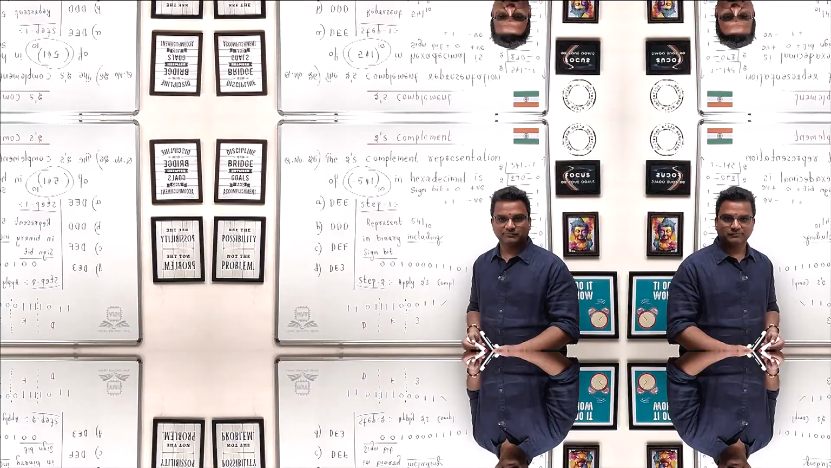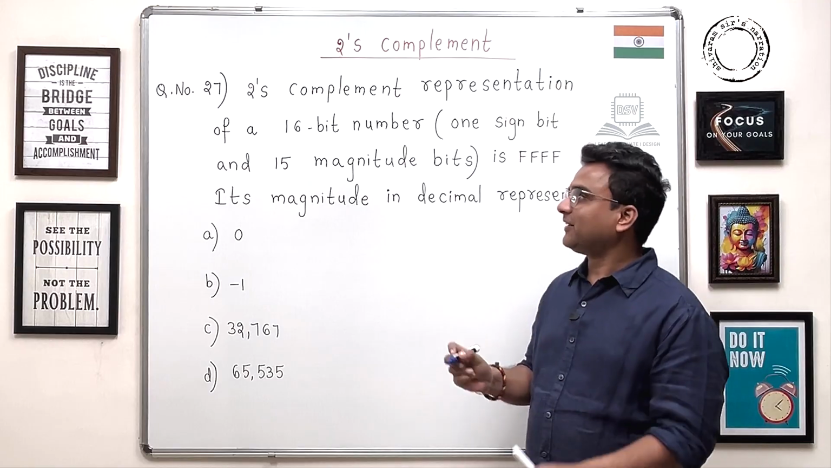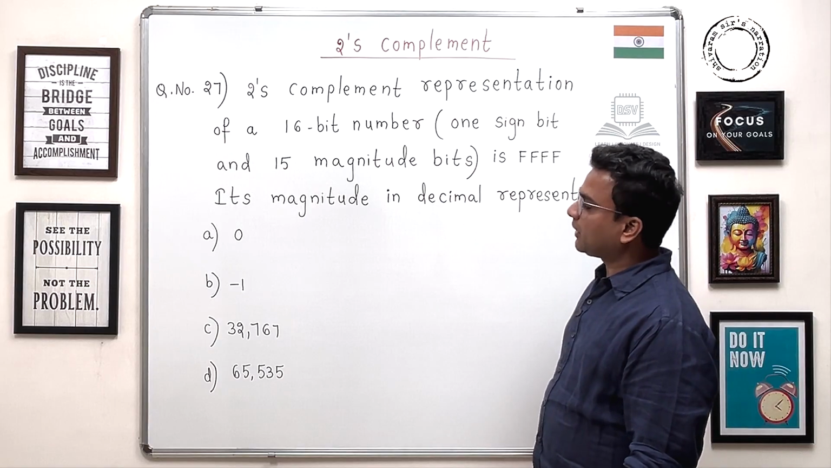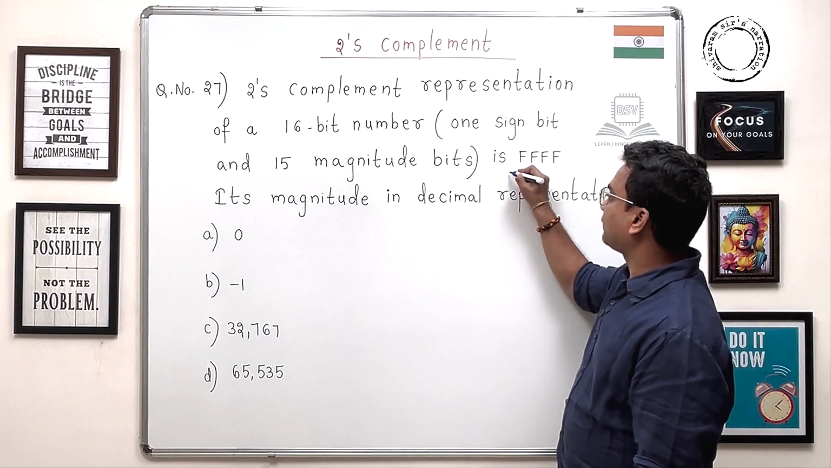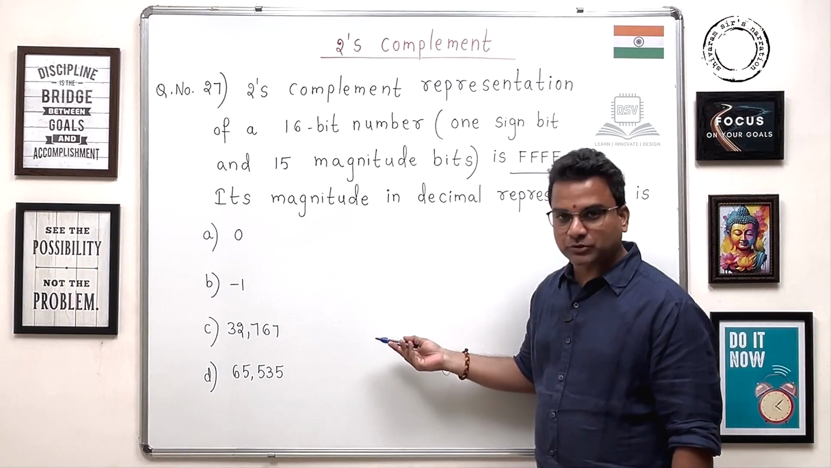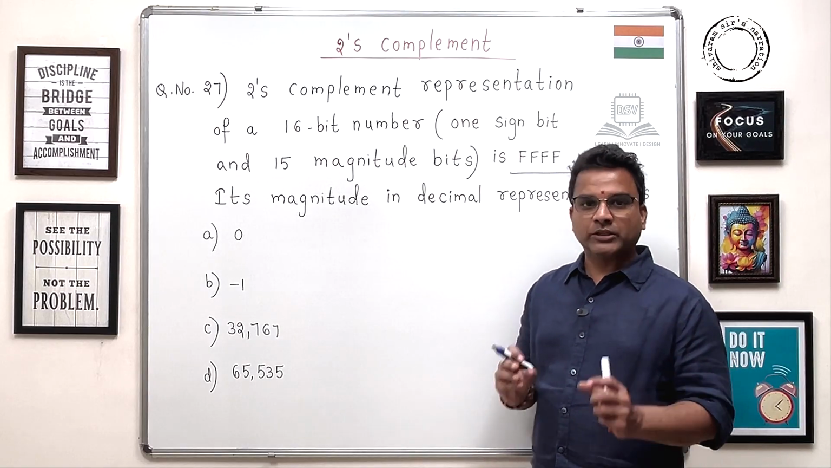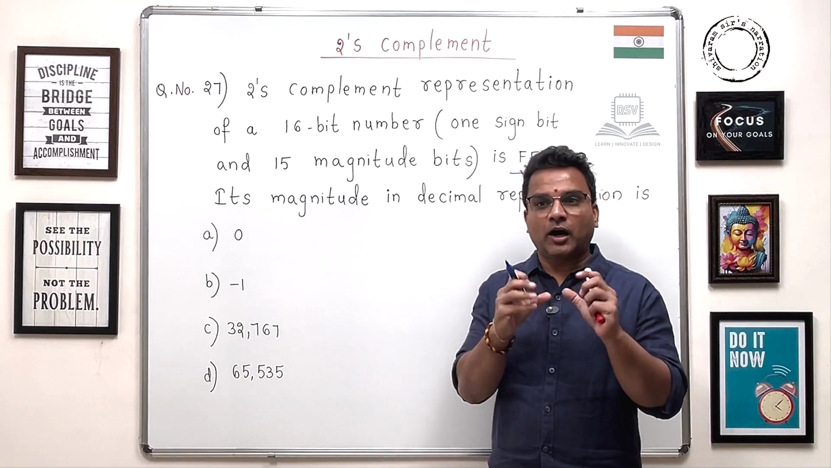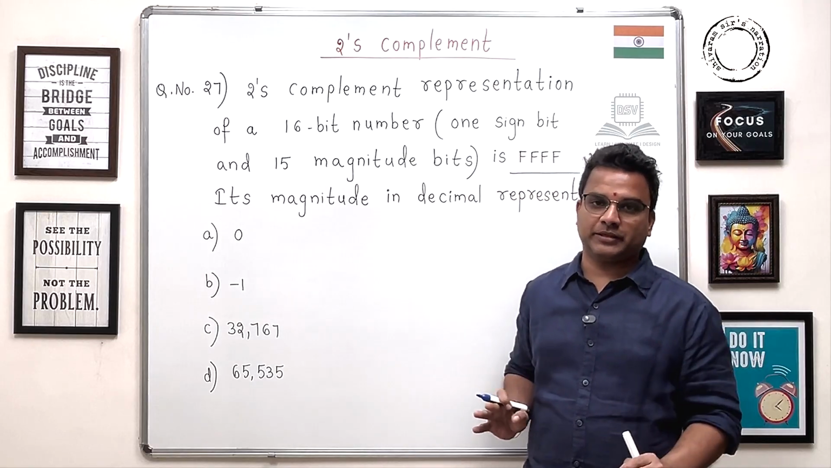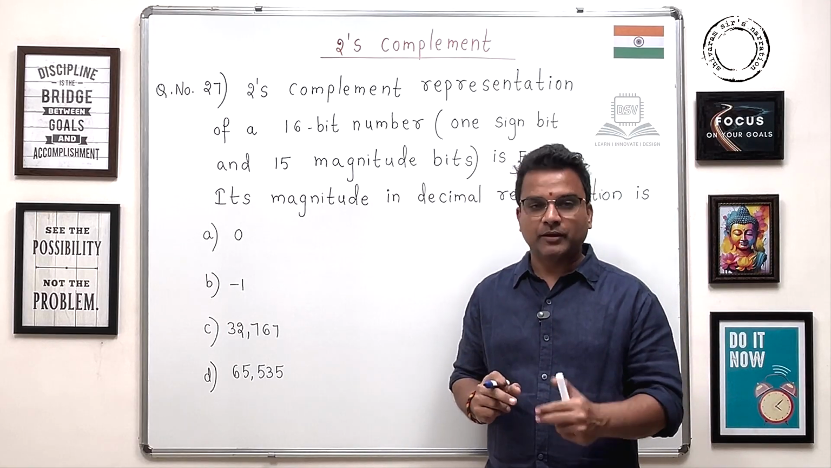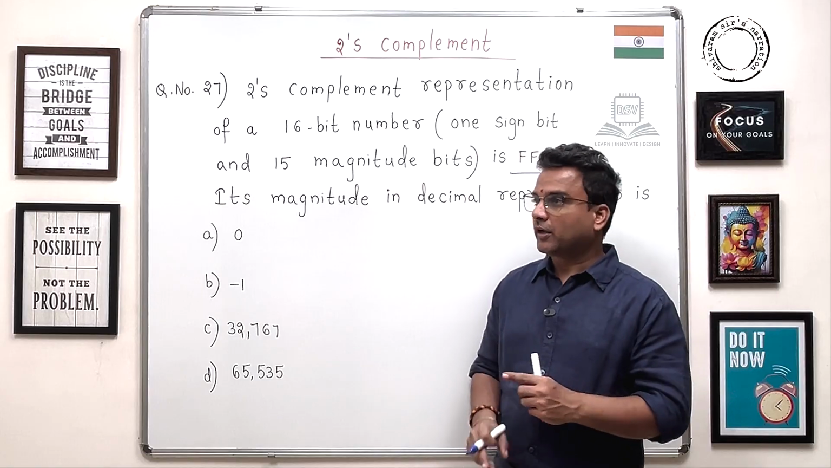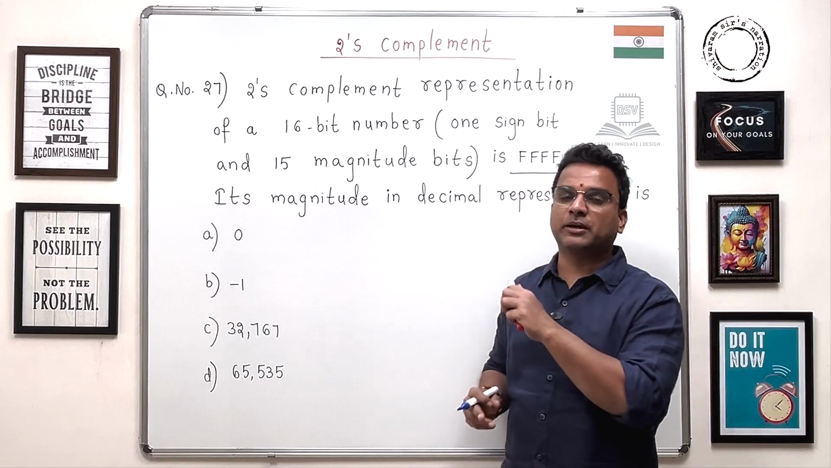Okay. Let's see another question. Question 27: the 2's complement representation of a 16-bit number, 1 sign bit and 15 magnitude bits, is FFFF. Its magnitude in decimal representation is: 0, minus 1, 32767, or 65535. This question tells about how to convert a 2's complement representation into decimal representation, exactly opposite to the previous question. Then what is the procedure to convert a 2's complement number into decimal representation?